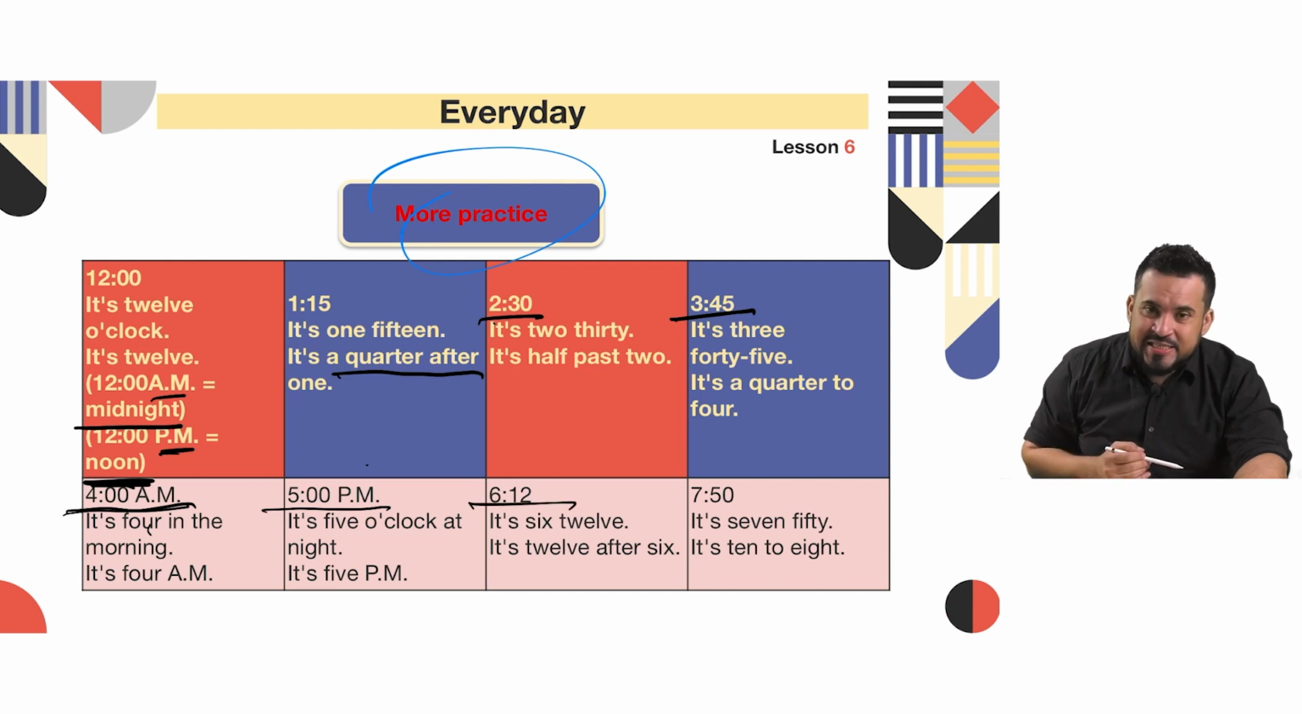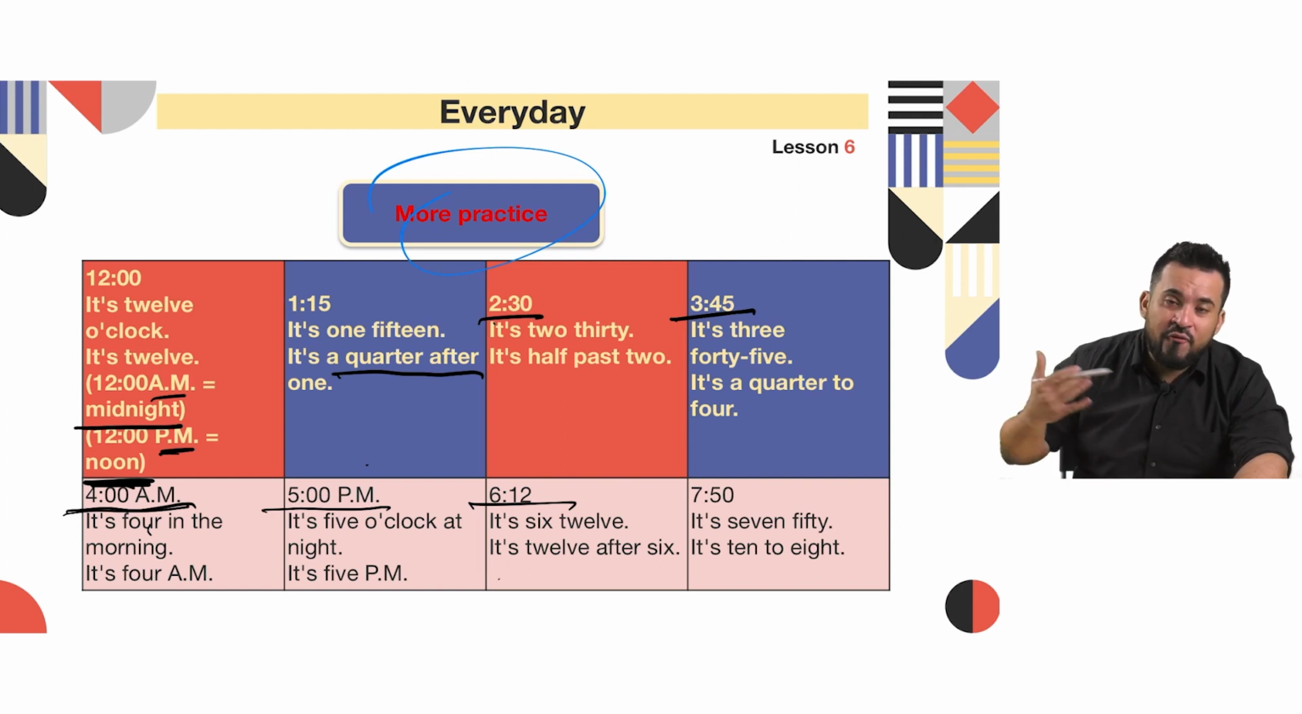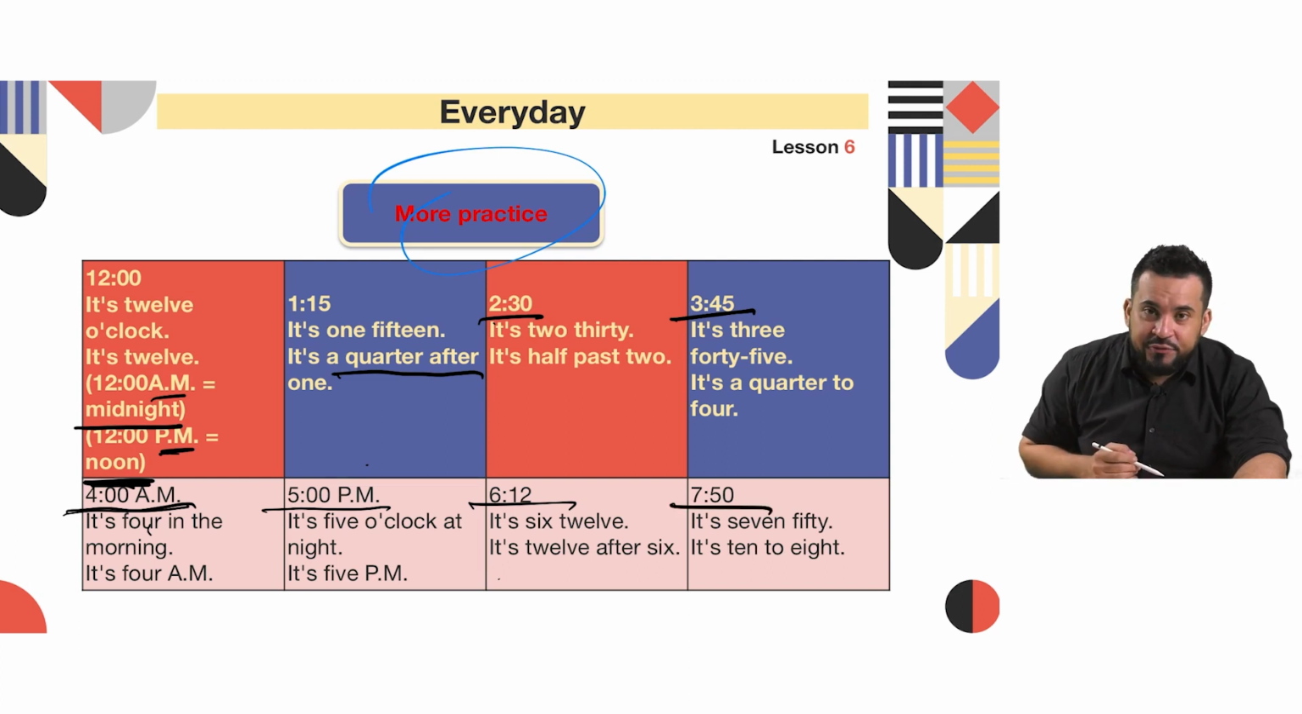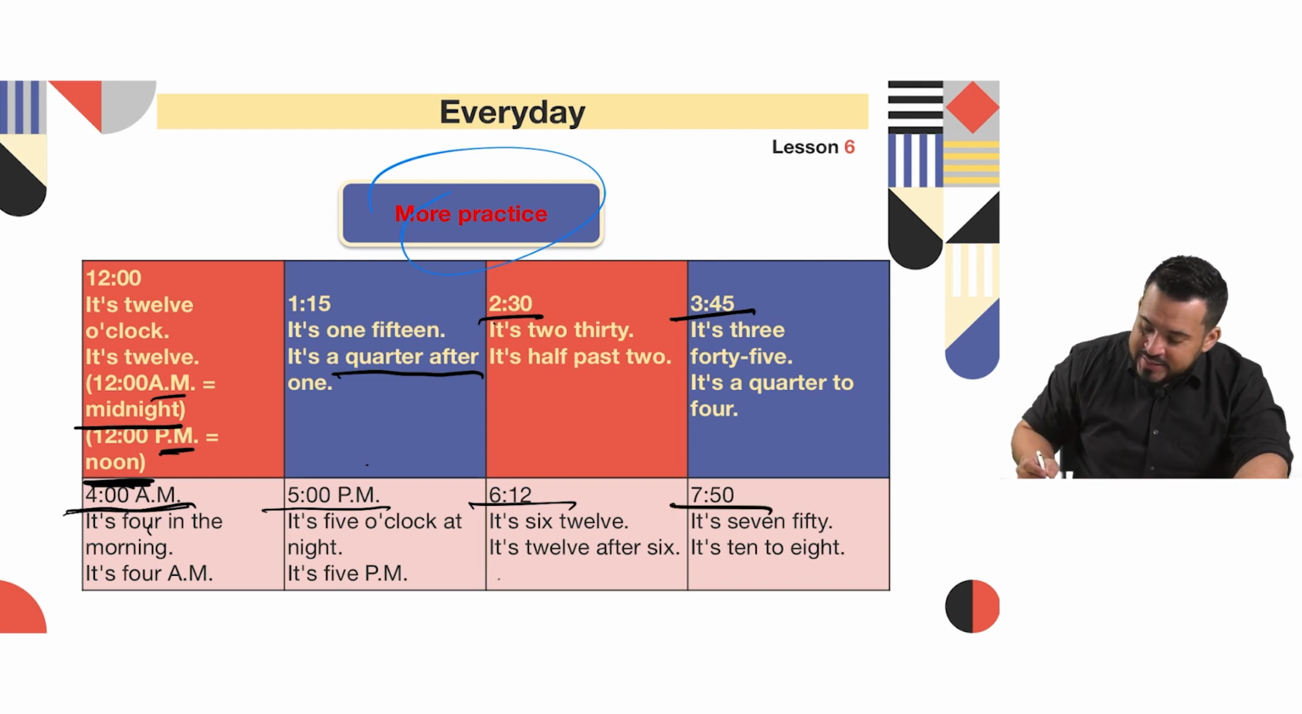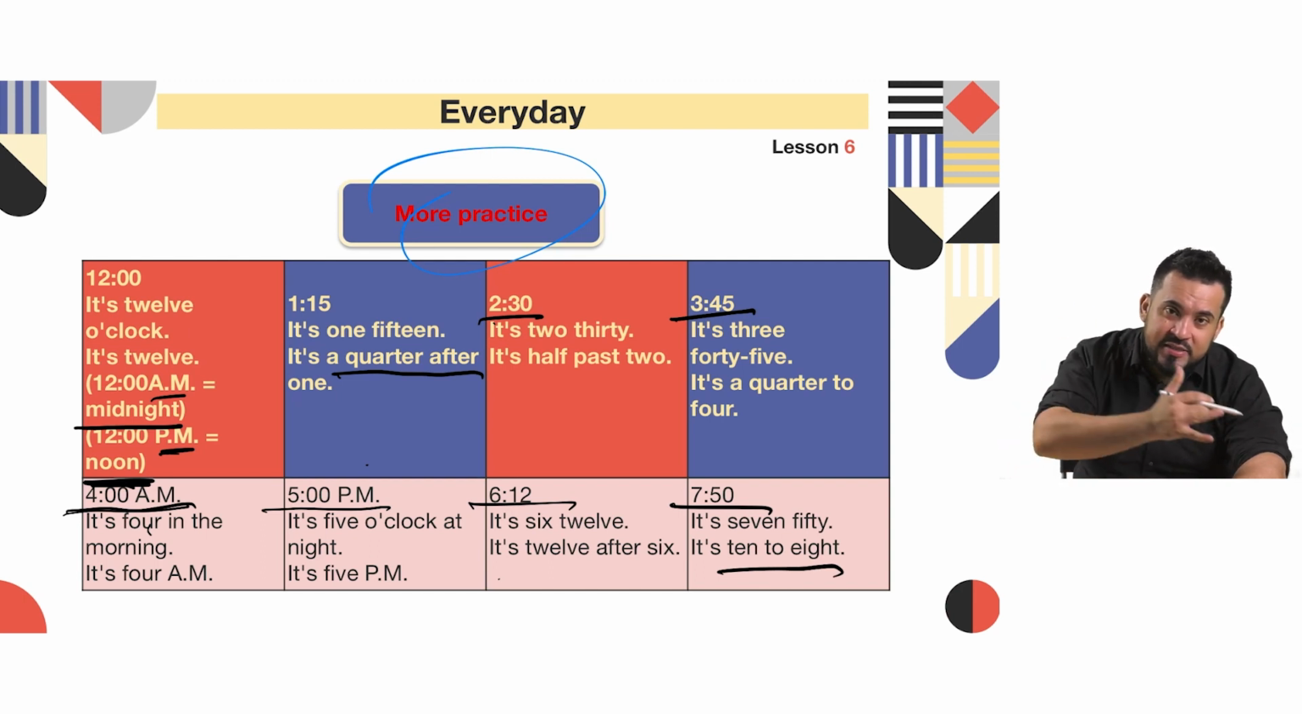It's 6:12. This is the American way. British way, we will say it's 12 after 6 or 12 past 6. It's 7:50 or it's 10 to 8. That means 10 minutes before 8 o'clock.